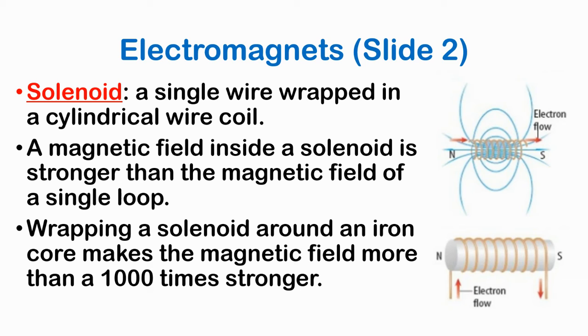So next, how can we make the single loop of wire have a stronger magnetic field? Well, we can make something that is called a solenoid. A solenoid is a single wire wrapped in a cylindrical core. So you just make lots of loops, basically.